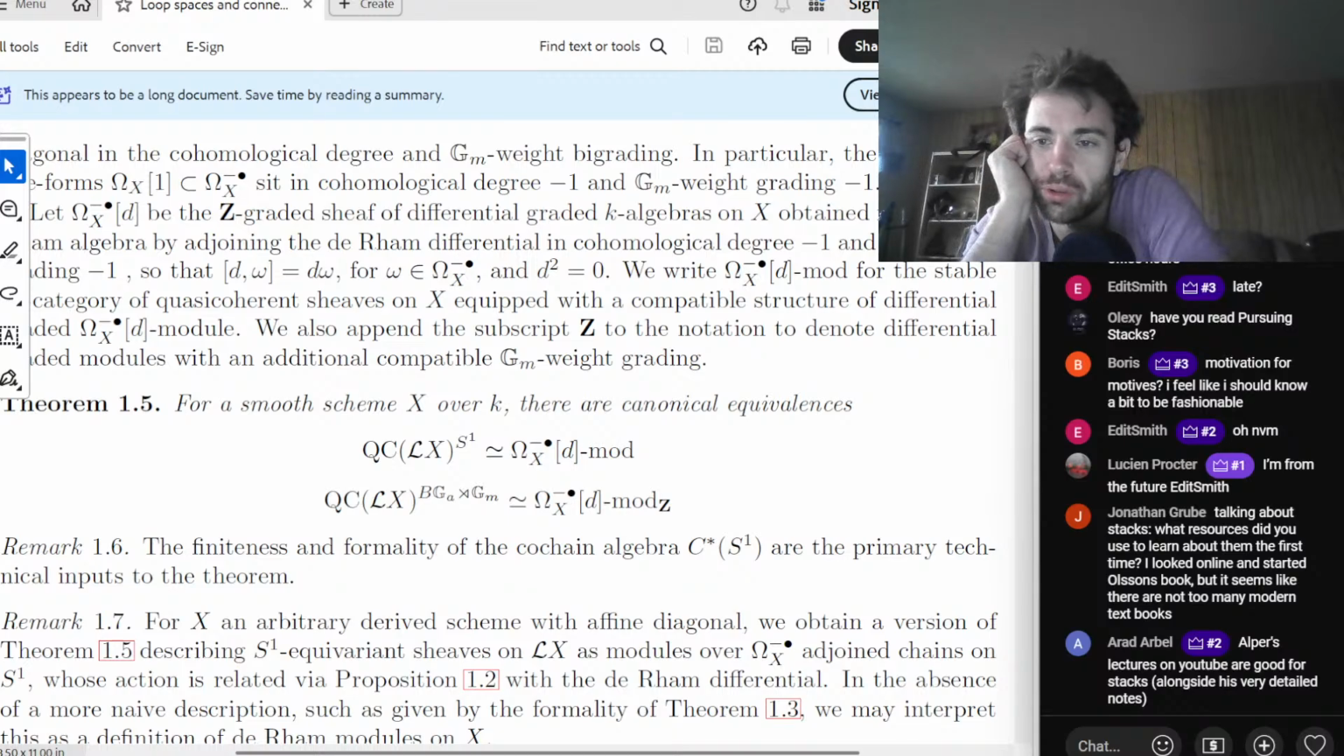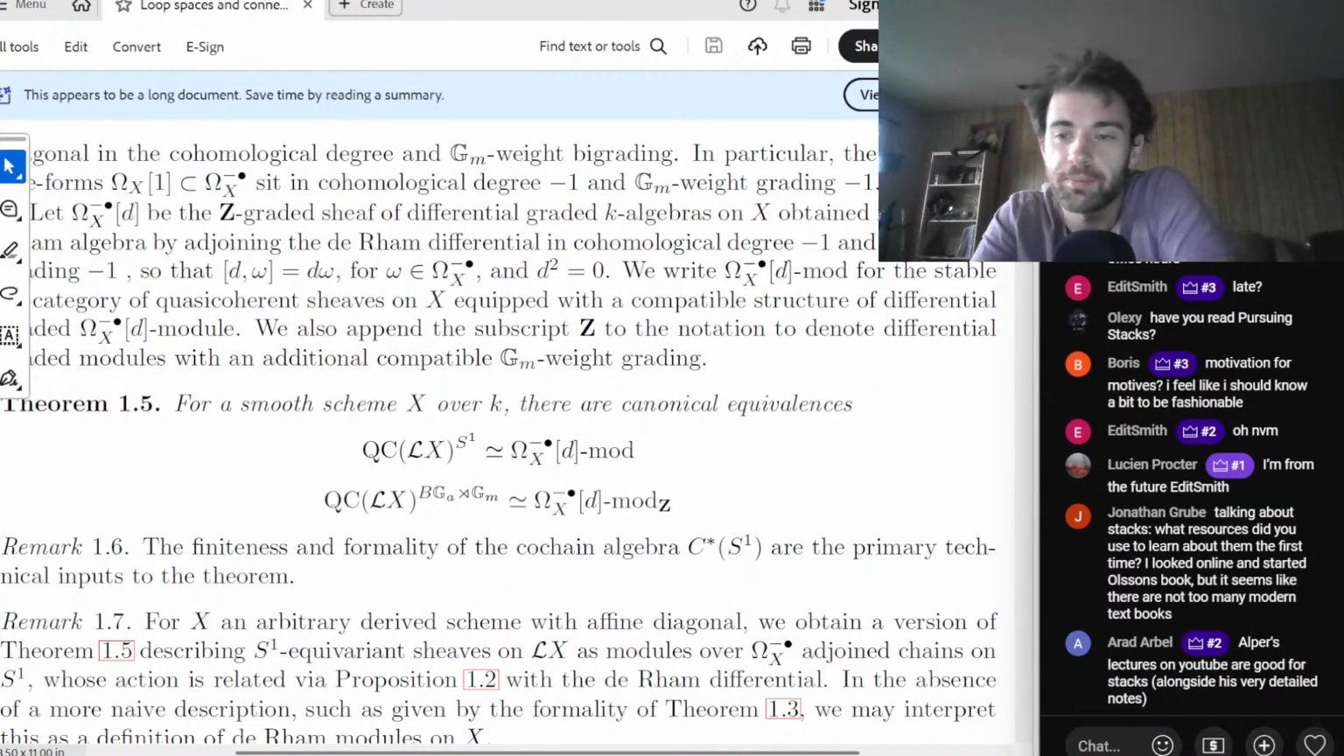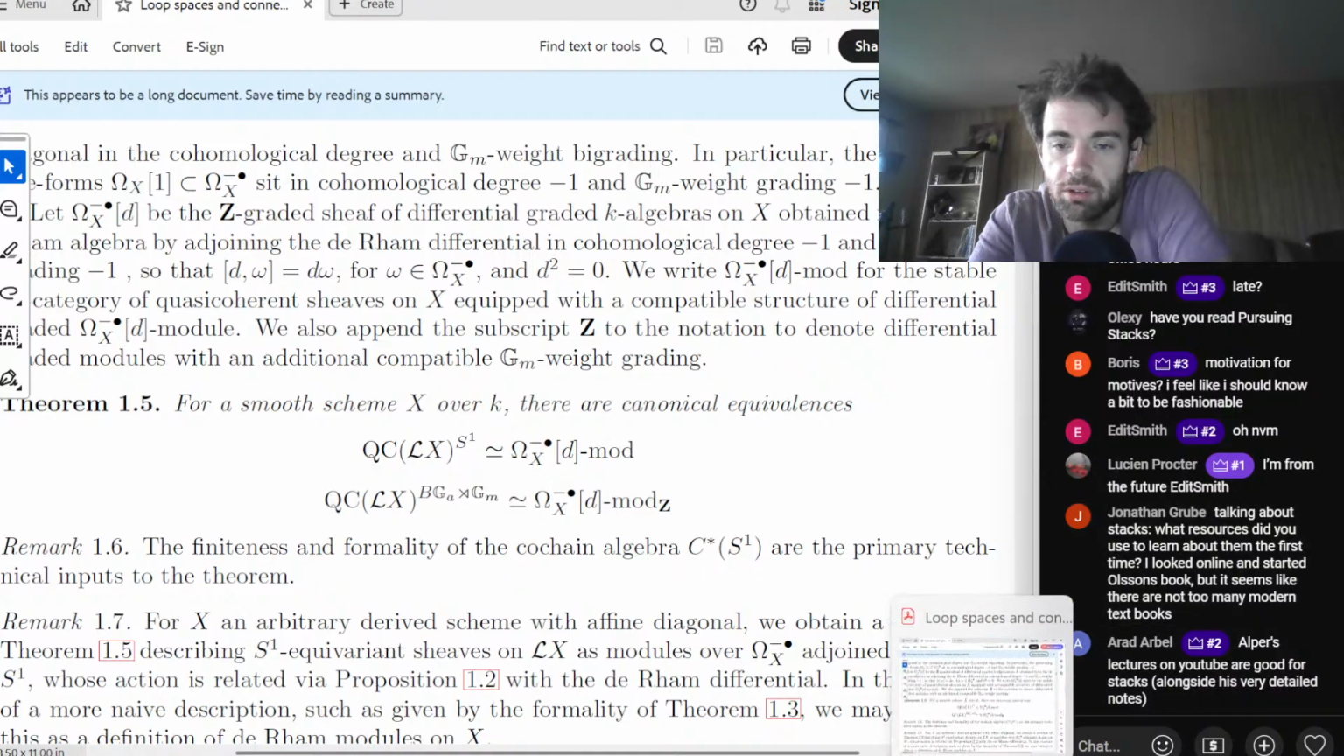Motivation for motives. You feel like you should know a bit to be fashionable. True. I also feel like I should know a bit to be fashionable. Talking about stacks, what resources did I use to learn about them the first time? You looked online at Olson's book, but it seems like there are not too many modern textbooks. Yeah, there aren't too many modern textbooks.